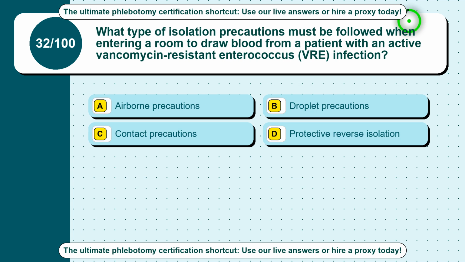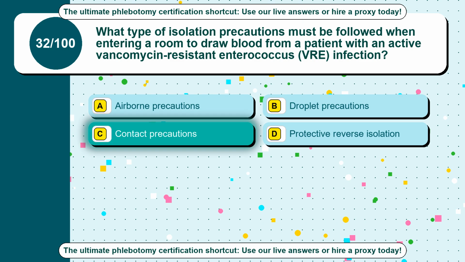Question 32. What type of isolation precautions must be followed when entering a room to draw blood from a patient with an active vancomycin-resistant enterococcus, VRE, infection? Option A. Airborne precautions. Option B. Droplet precautions. Option C. Contact precautions. Option D. Protective reverse isolation. The correct answer is option C.